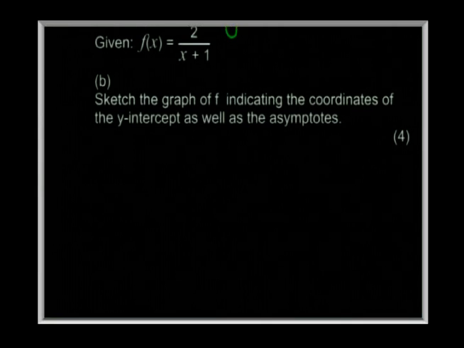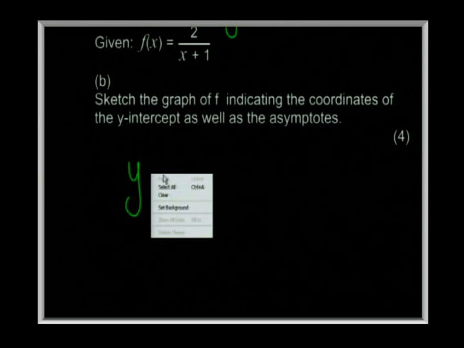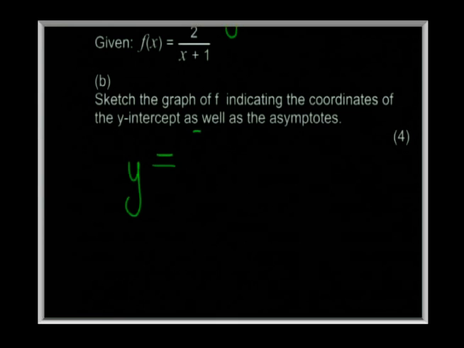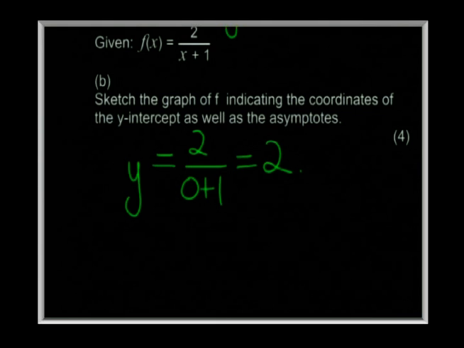Really not too difficult. I'm dealing with f of x equal to 2 over x plus 1. So I'm now going to just change the f of x into y, and I'm going to say y is equal to 2 over 0 plus 1, and of course that means that my y-intercept is at 2. Right, so that's the only y-intercept that I have for this graph.